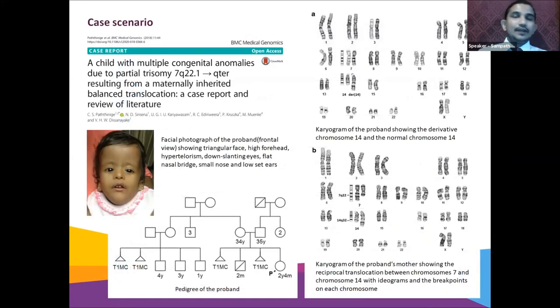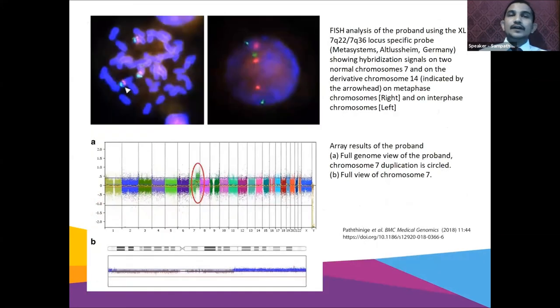So as an example, I have added a simple case scenario that we have published, where there is a child who presented with multiple congenital abnormalities and dysmorphic features with a significant family history, who was found to have trisomy 7q due to the inheritance of a balanced chromosomal translocation from the mother. Here you see how we confirm the case using the other two technologies, the FISH and the array technology. And we'll be discussing these cases in detail towards the end of the workshop when we have the discussion session.